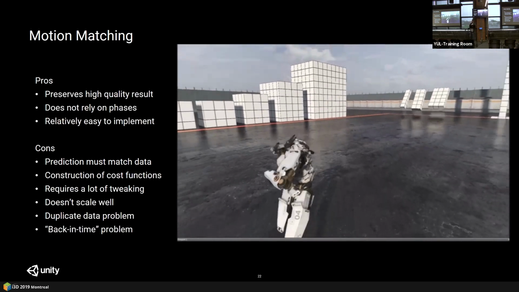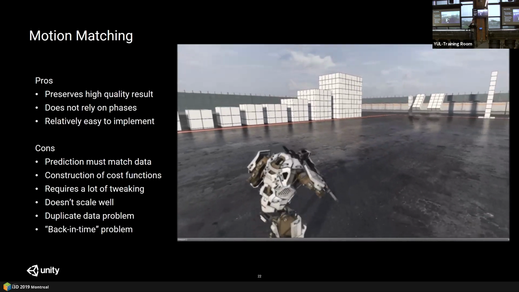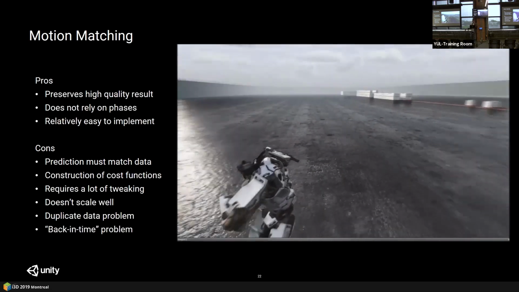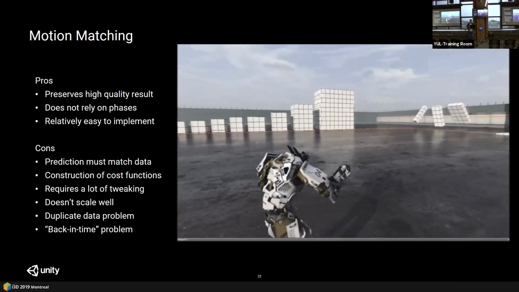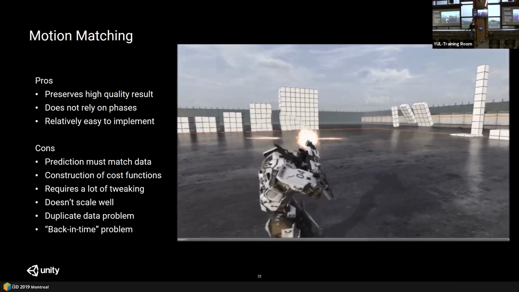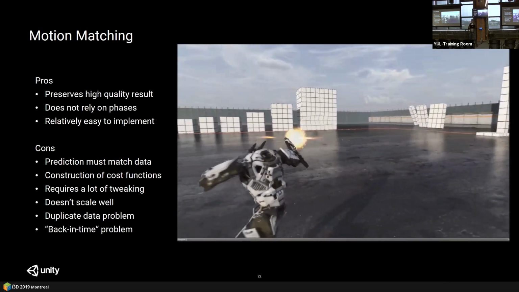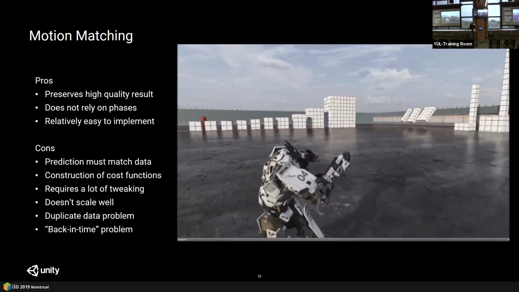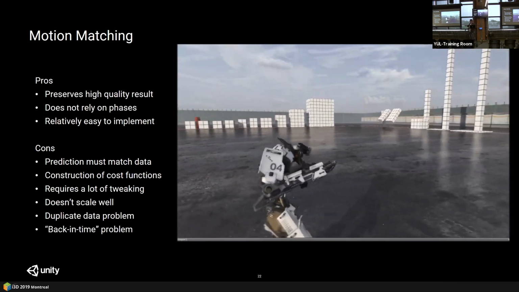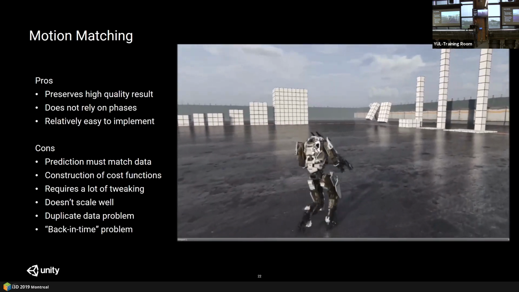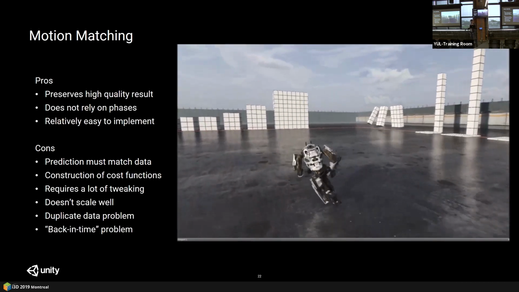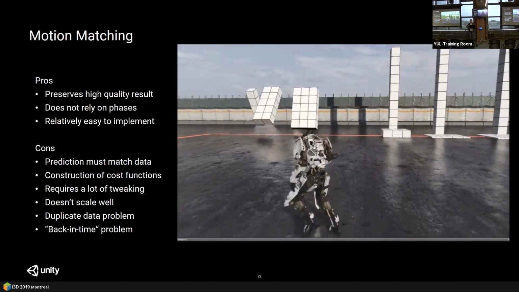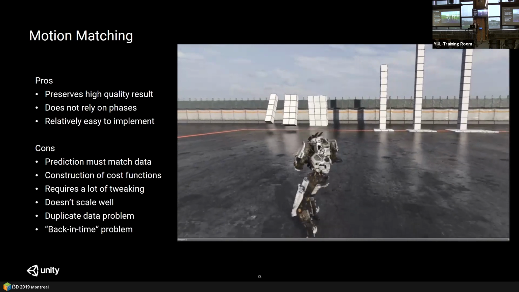So the pro of this approach is that it preserves a really high quality result. It does not rely on any phases. I don't care what it is. You can use this for quadrupeds. I made a demo for dogs, and it worked just well. In that prototype, you could crawl on all fours, and that all worked really well. And it's super easy to implement. In this particular prototype, we basically ran this brute force approach, where we literally compare each and every frame, and we spread it using a task system across all cores. It was insane, but it worked.